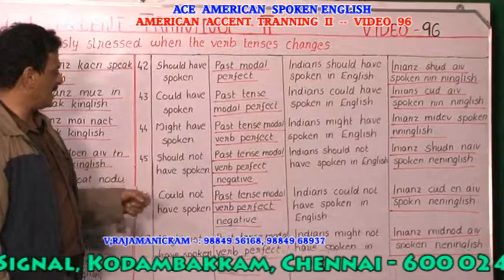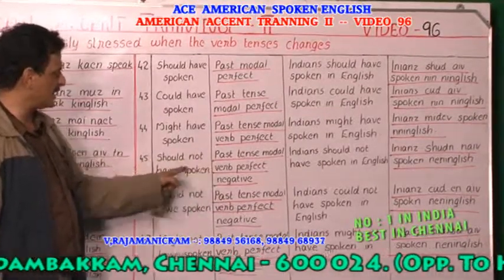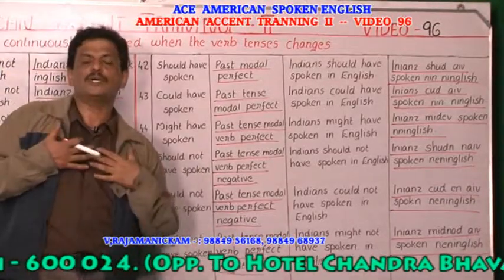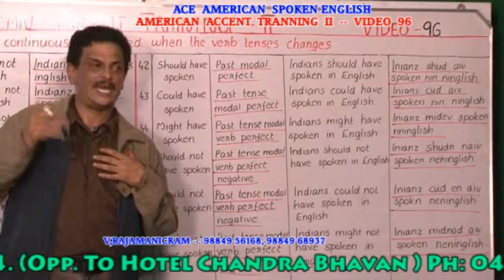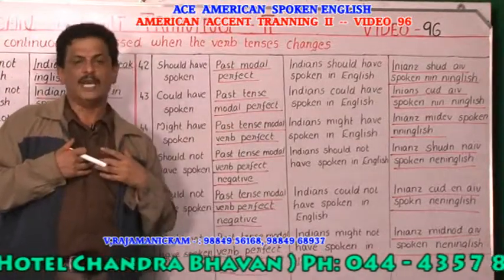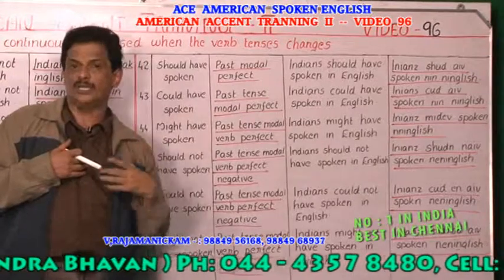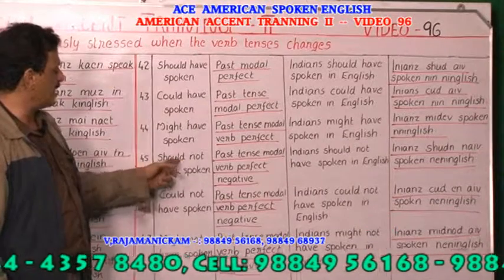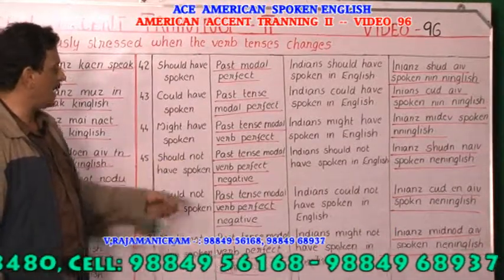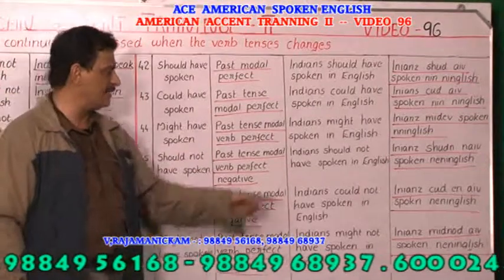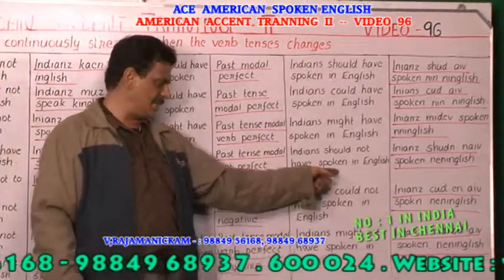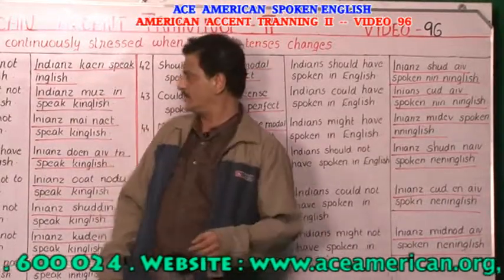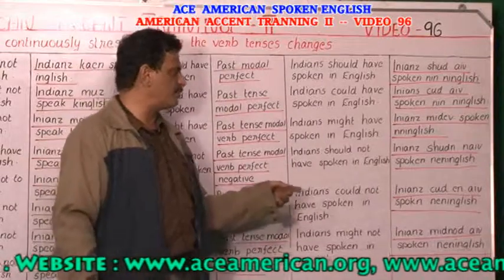Should not have spoken. See, past tense modal verb perfect negative: should not have spoken. In the past you have done something and you are regretting it and saying, I should not have. I should not have gone to Delhi. I should not have joined this college. So in the past tense you are regretting and using this phrase, should not have spoken. "Indians shouldn't have spoken in English."